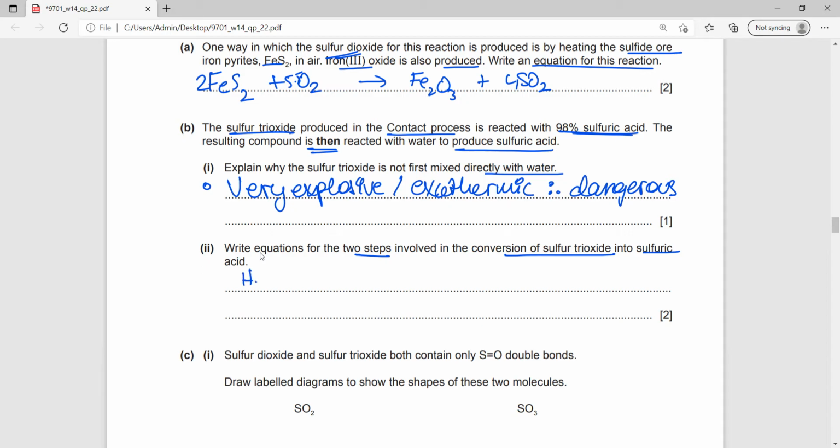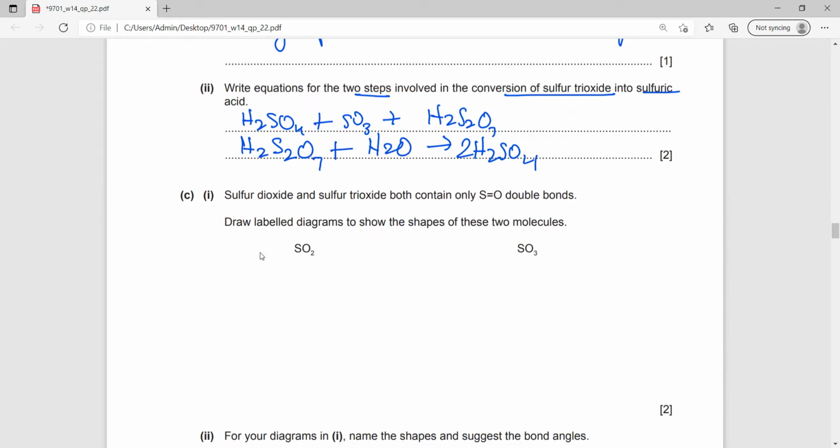So H2SO4 plus SO3 gives you oleum, H2S2O7, right? And then you dilute oleum with water to get sulfuric acid in a very risk-free way relative to just directly mixing sulfur trioxide with water, 2H2SO4, right?